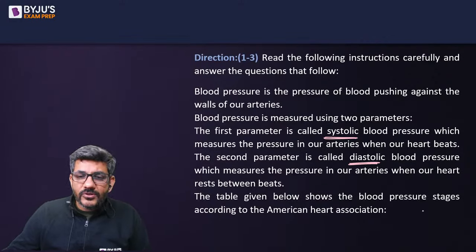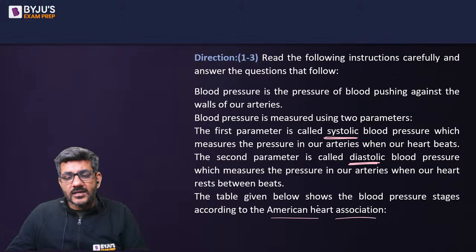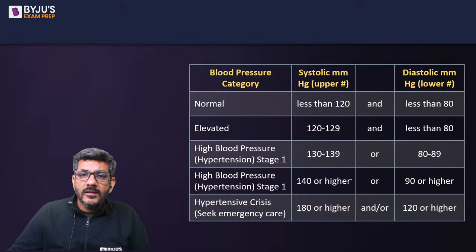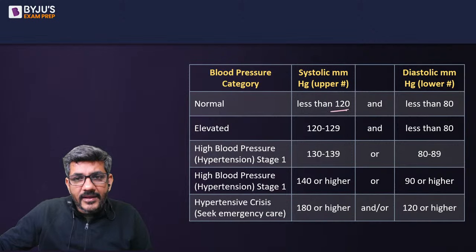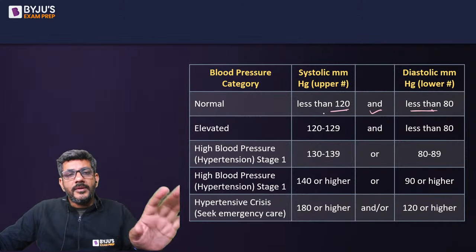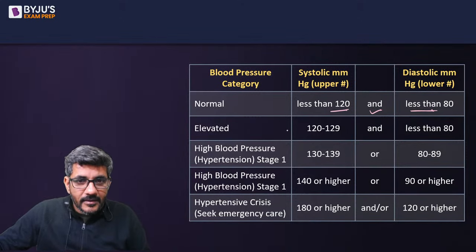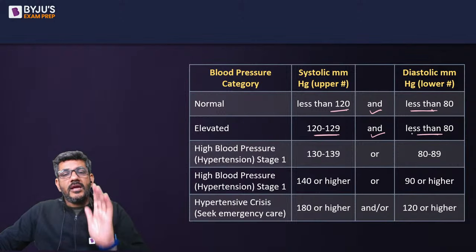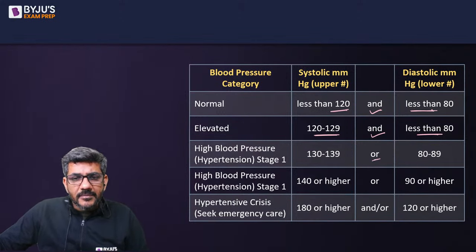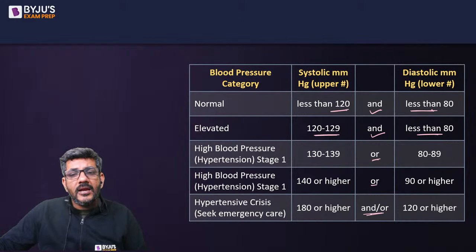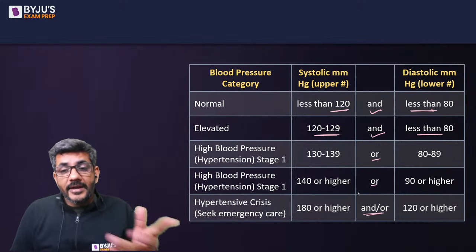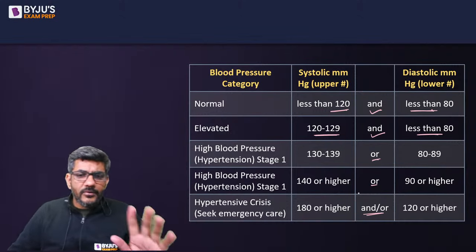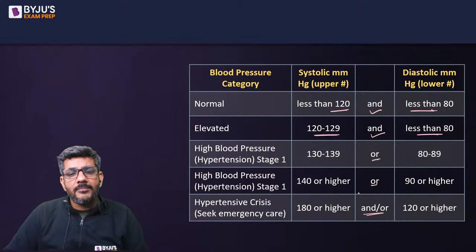The table given below shows the blood pressure stages according to the American Heart Association. So what is the table telling you? When systolic is less than 120 and diastolic is less than 80, then the person is said to be in the normal blood pressure category. What is elevated? When systolic is 120 to 129 and diastolic is less than 80, then it is called elevated. Similarly, others are there. कभी कभी और आ जाता है, कभी एंड आ जाता है. यहाँ पे एंड और दोनों भी आ सकते हैं. 180 और हायर, 120 और हायर, दोनों भी हो जाए, कोई एक भी हो जाए. In those cases, it will be called a hypertensive crisis.